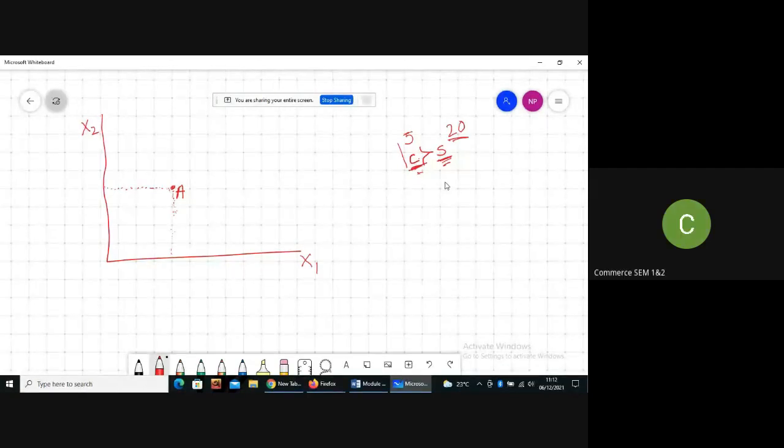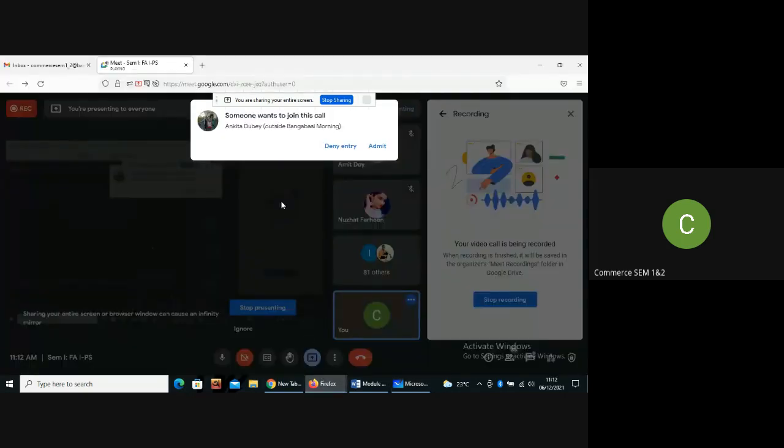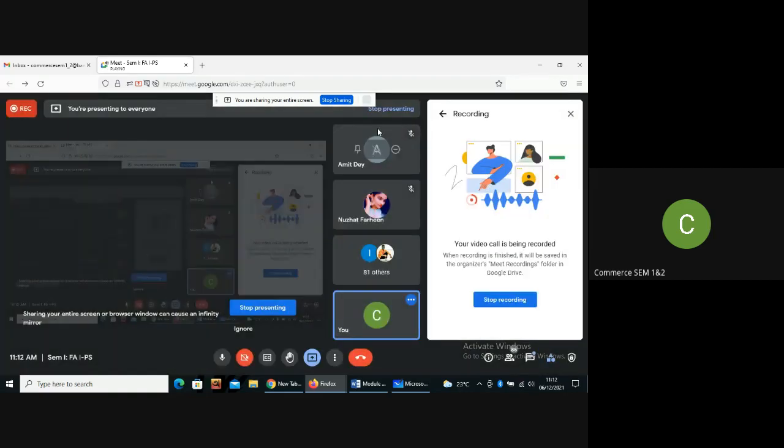Basically, here we are measuring the amounts of two commodities, X1 and X2 on the vertical axis. What I am asking is, this is nothing but a Cartesian plane. So in this plane, what does a point imply? Anyone?